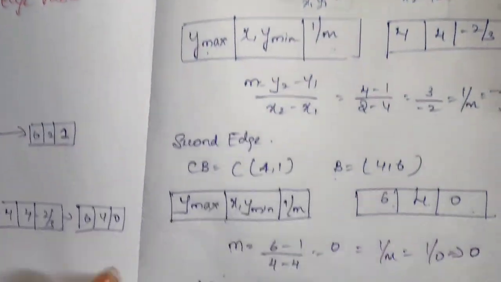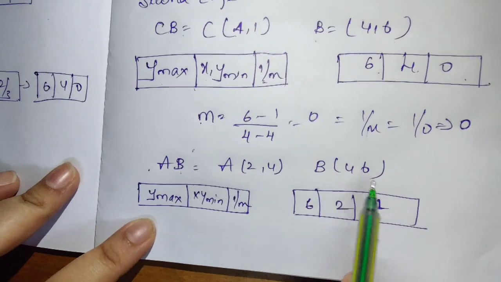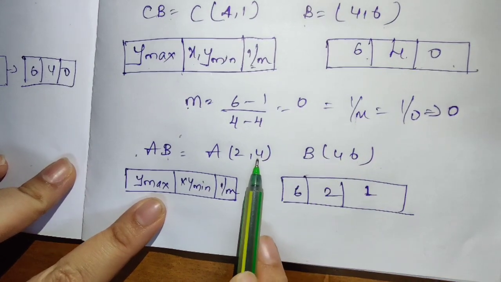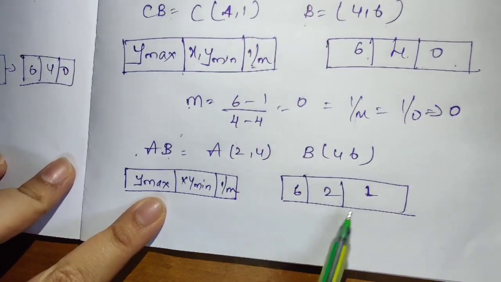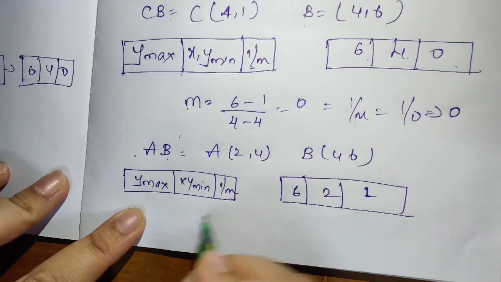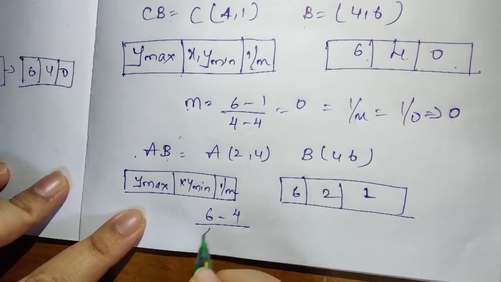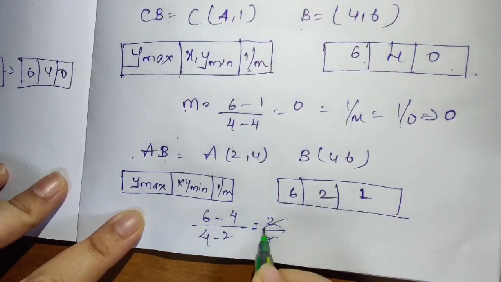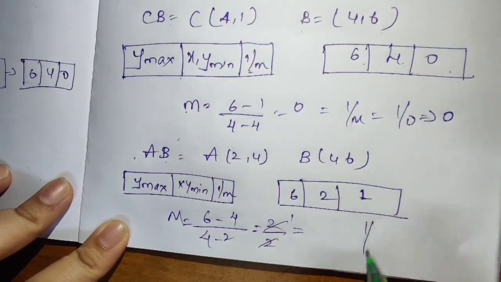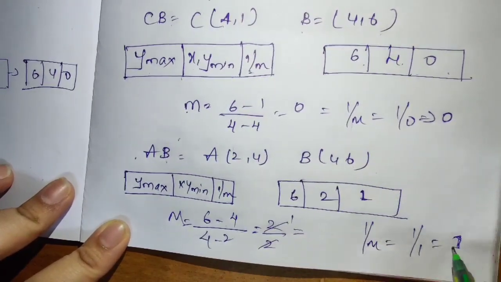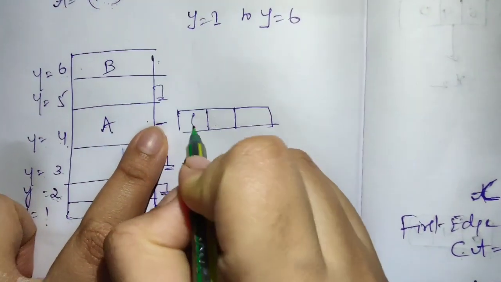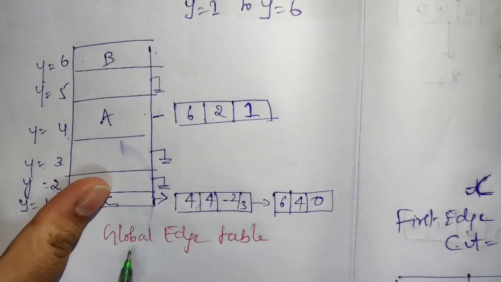Okay, so AB, the value of A is 2 comma 4, the value of B is 4 comma 6. So the same formula, the maximum y value here is 6, the minimum y value is 4, with respect to x is 2, and the slope formula, 6 minus 4 divided by 4 minus 2, that is how much? 2 divided by 2 is 1. M value is equal to 1. 1 divided by m is 1 divided by 1. Once again the answer is 1. So the answer is 6, 2, 1. So the same node value I am representing in the global edge table. Okay, 6, 2, 1. So this is your global edge table.